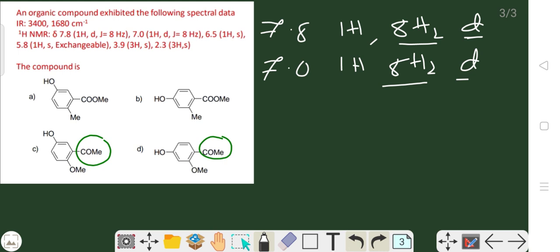Okay, and now lastly we have another signal, 6.5, which is due to one hydrogen, and it is a singlet, meaning there is no neighboring proton. No coupling constant is given, so that means no coupling has occurred. Okay, so now this is a trisubstituted benzene.